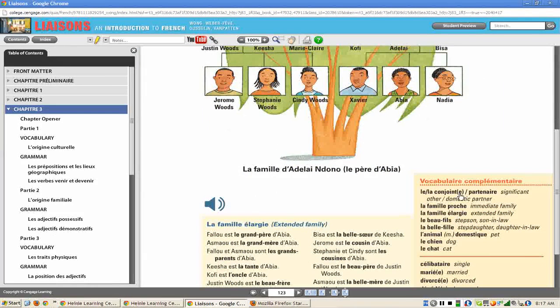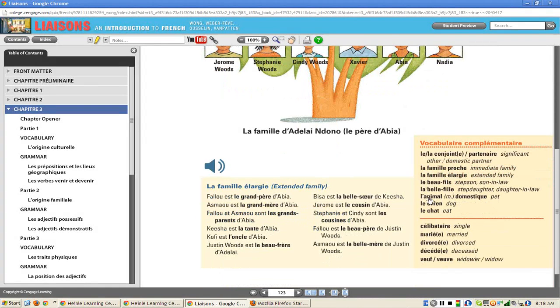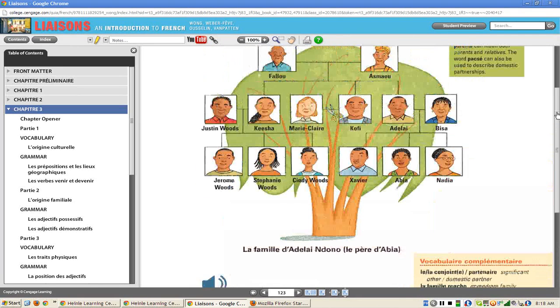Another way to talk about the partner is le conjoint ou la conjointe, or le partenaire ou la partenaire. We also have these words, la famille proche, so the immediate family is on the first page, et la famille élargie, it's the extended family. And you also have l'animal domestique, le chien ou le chat. So the book gives you all of these family members. There's also la tante d'Abia. Kisha est la tante d'Abia. Et Kofi est l'oncle. Voilà, l'oncle et la tante.